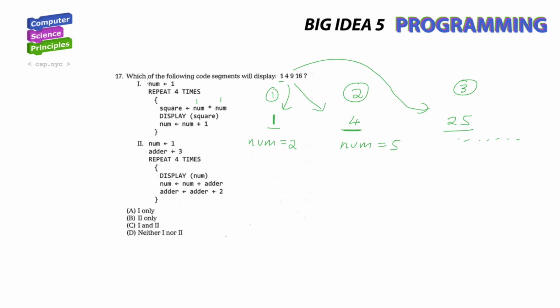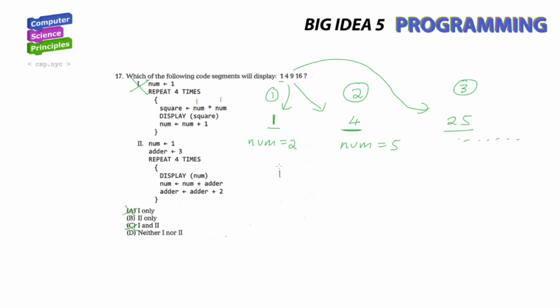So something went wrong, so 1 is not working out for us. So we can already cancel A and we can cancel C. So it's either B or D. So I'm going to change the pen color. Let's take a look at the second segment.